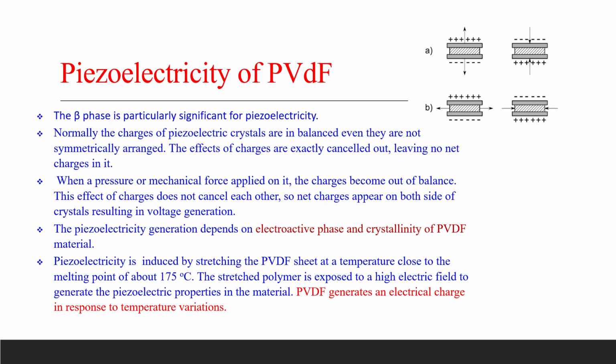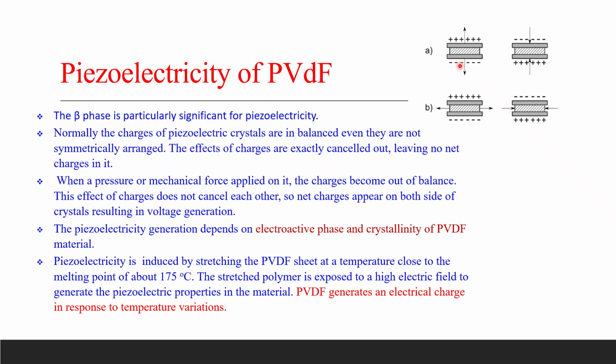In the side figure, I'll take the pointer. You can see that we have the stretching force, the tensile force, and this is the compression force. When we apply this force onto this, we can see there is a generation of potential on the sides of the surface of the material.